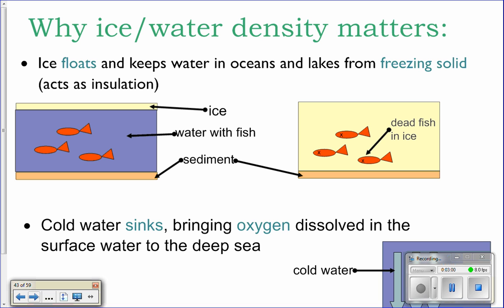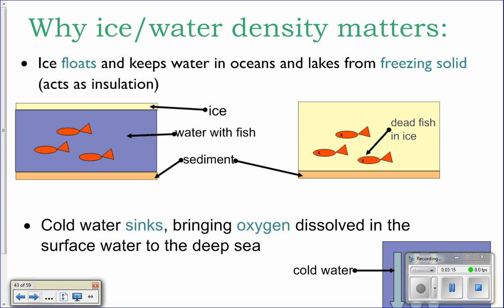That's important because fish can live in liquid water. We don't want fish frozen solid in ice. So because that ice forms at the top and it floats because it's less dense, it allows fish to survive through the winter with the ice on the surface of the water.